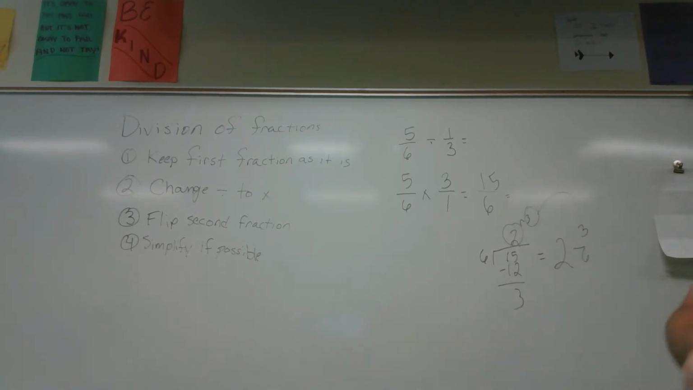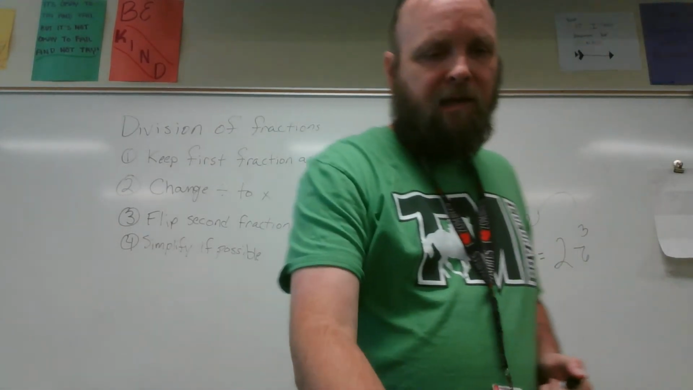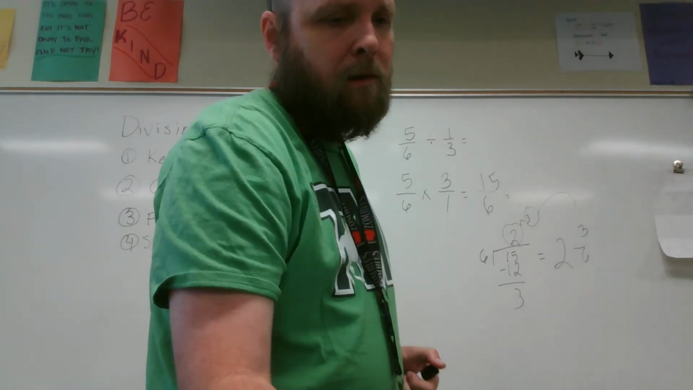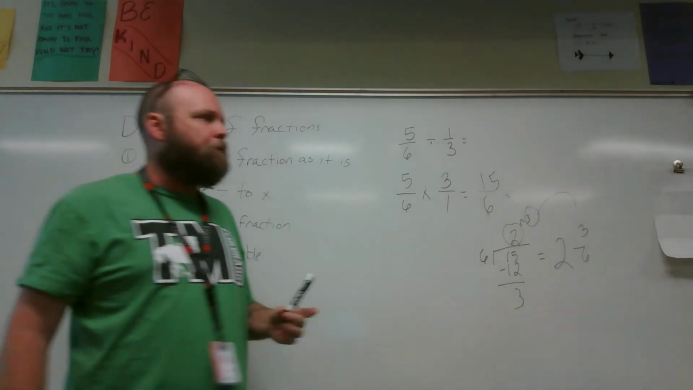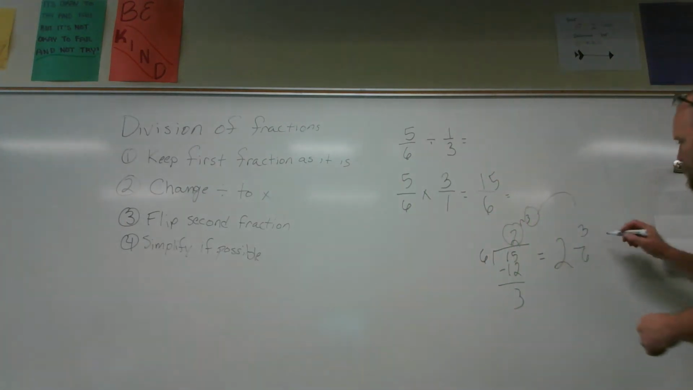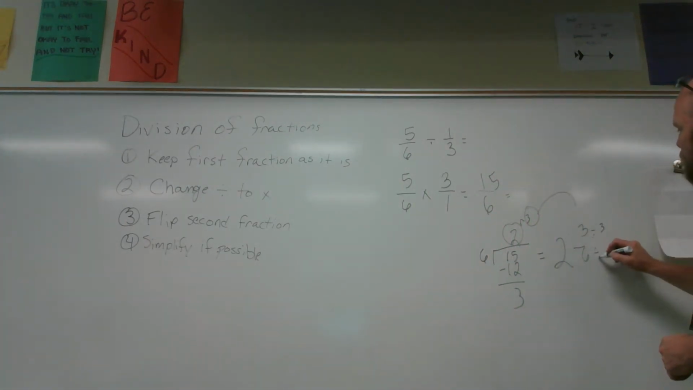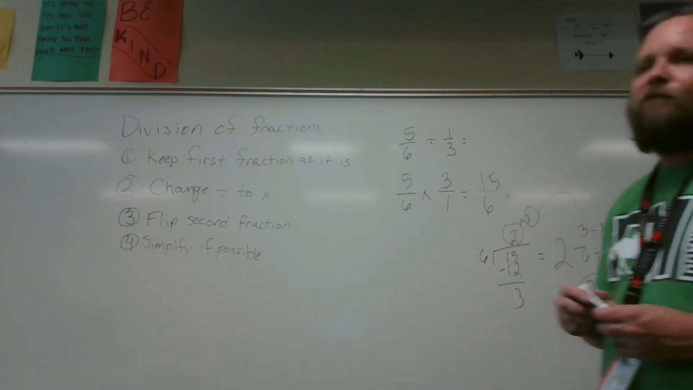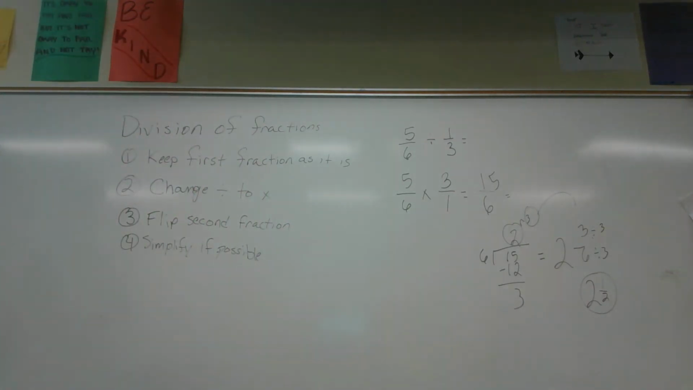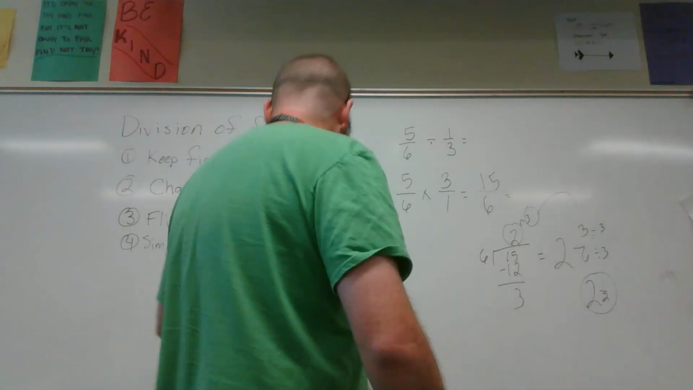2 and 3/6. However, can you simplify it? No. I got Kate, can that be simplified? Yes. What is the greatest common factor for 3 and 6, Kate? 3. If I divide my numerator and denominator by 3, I get 2 and 1/2. Good. 2 and 1/2 is the correct answer.